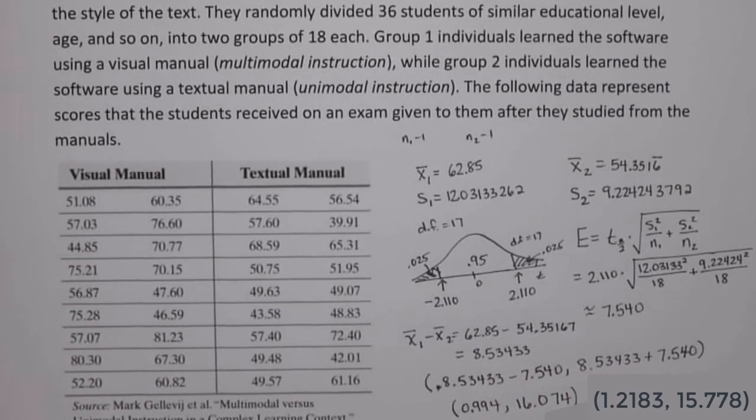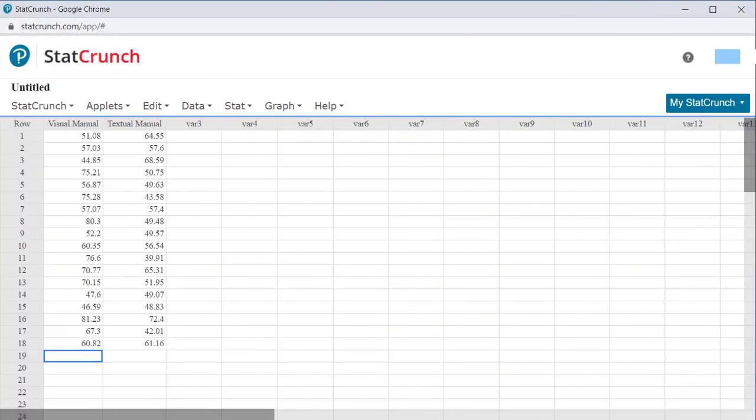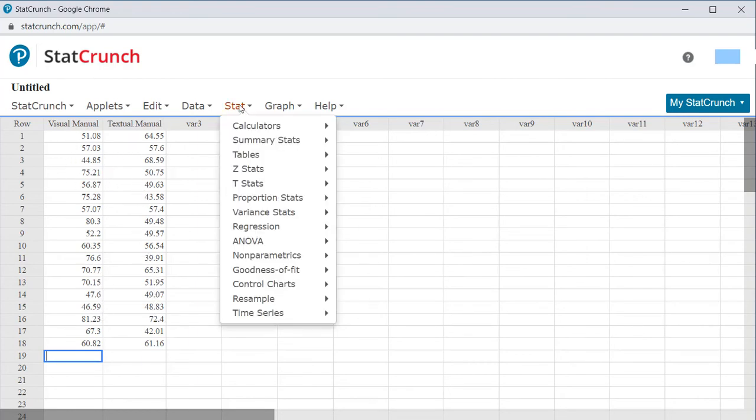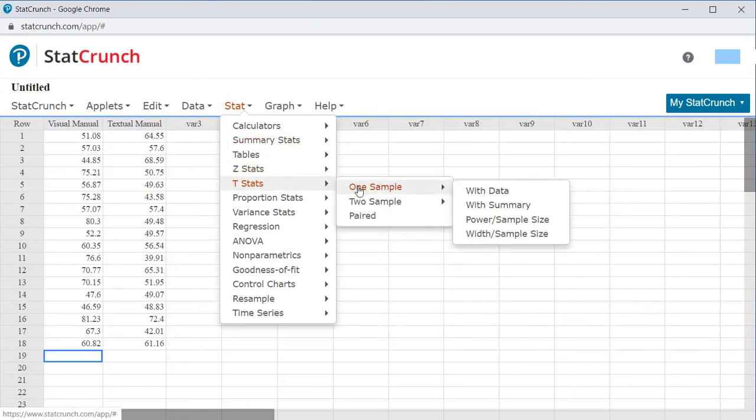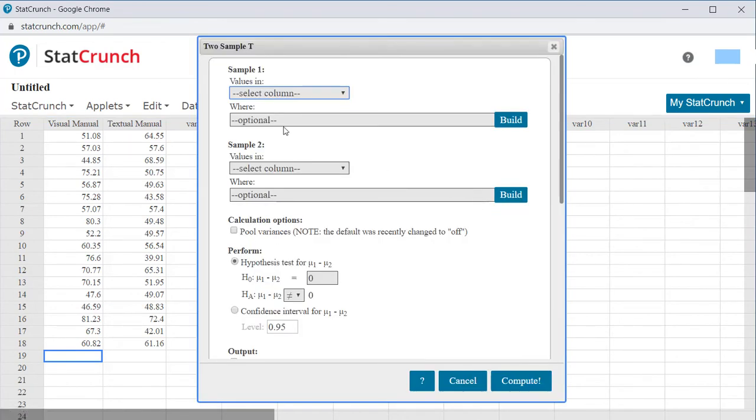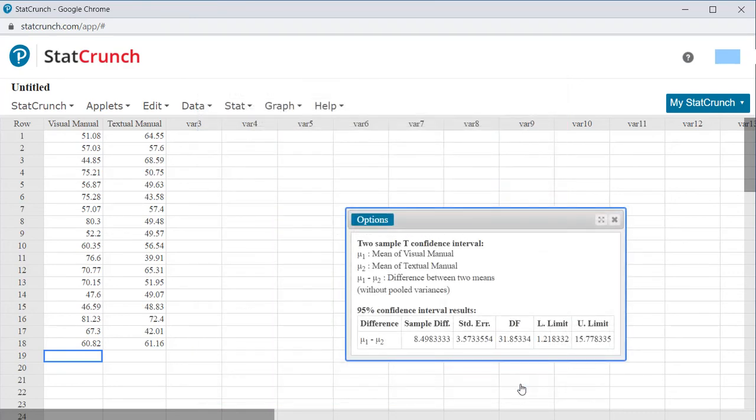Now, if we use StatCrunch, I've already entered my data into the 2 columns. So I have the visual manual data, I have the textual manual data. So we can go to Stat and T-Stats. We have 2 samples. In this case, we have data, so I'm selecting that. Sample 1 is the visual manual students. Sample 2 is the textual manual students. In this case, we're doing a confidence interval, and I want a 95% confidence interval, so that's set. All I have to do is say compute.